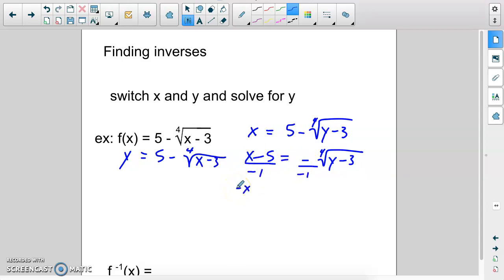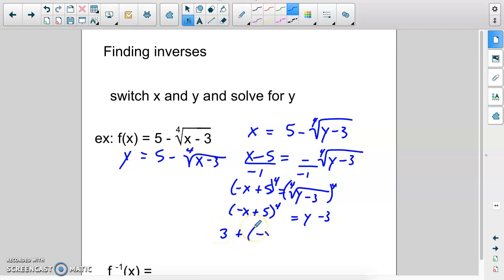And we get -x plus 5 and the fourth root of y minus 3. Then we can raise both sides to the 4th power. Remember, you have to raise the whole side to the 4th power, and you cannot just distribute a power inside of addition. We add 3 to both sides, so we have 3 plus -x plus 5, or 5 minus x to the 4th equals y. So that's the inverse function, and our notation for inverse is f inverse x.